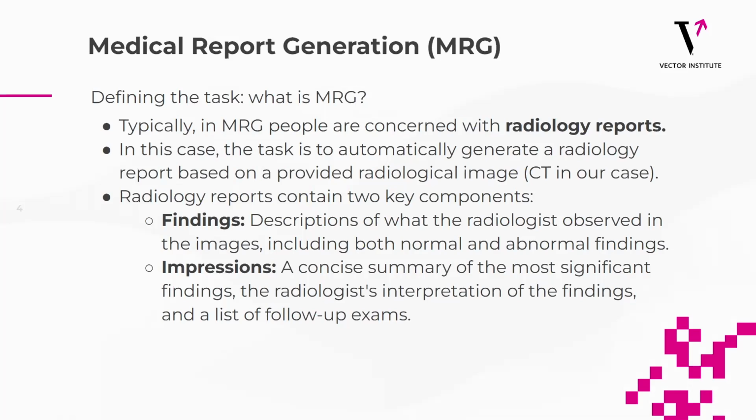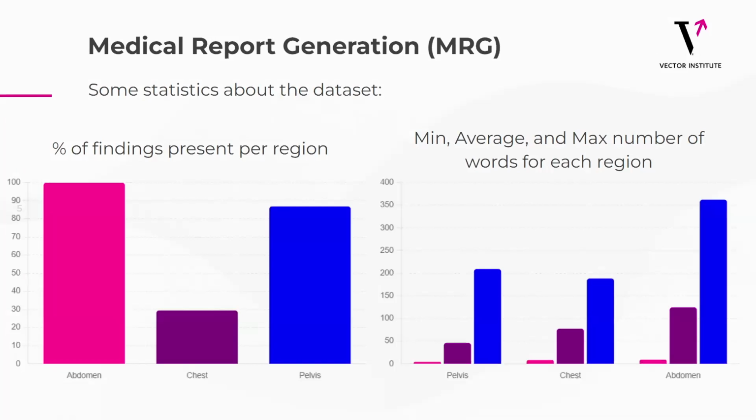Findings are basically just descriptions of what the radiologist saw when he looked at the image: abnormalities in each organ. They also contain some quantitative assessment. And then impressions are just a summary and future follow-ups, recommendations for what the radiologist suggests as follow-up exams. This competition focuses only on the findings section, so we'll throw away the impressions.